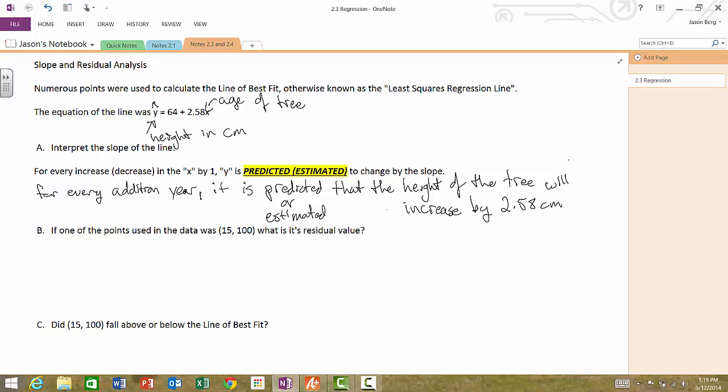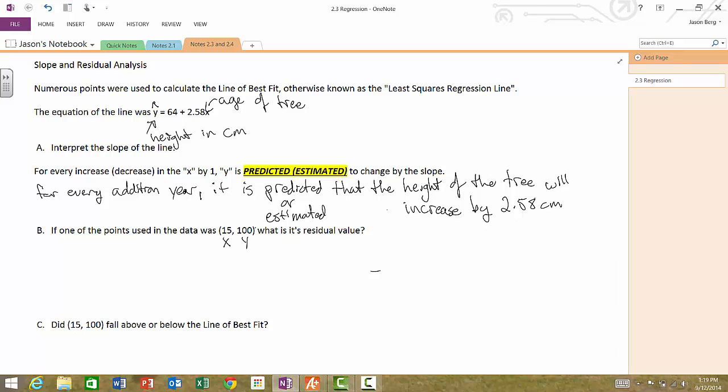Okay, so how are we going to calculate a residual by hand? Because you do have that question every once in a while. By hand, what is the residual? So if one of the points in the data was 15 and 100, so we're saying at 15 years old, this tree is 100 centimeters tall. What is its residual value?